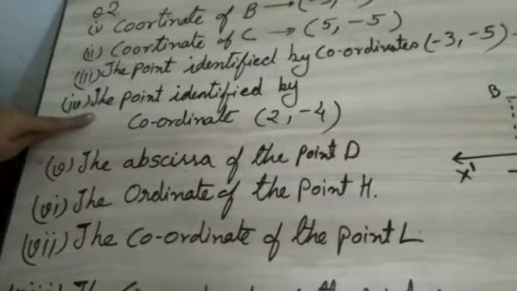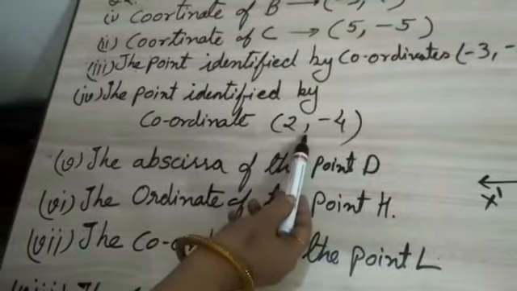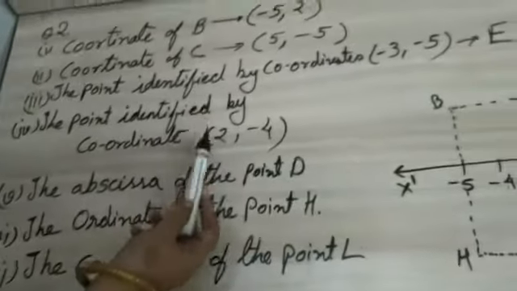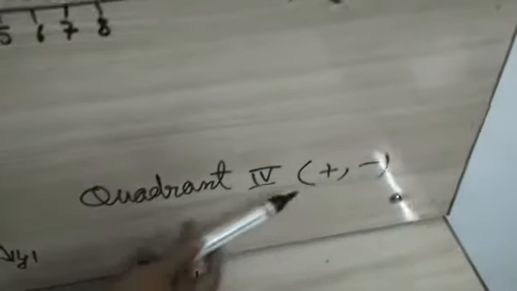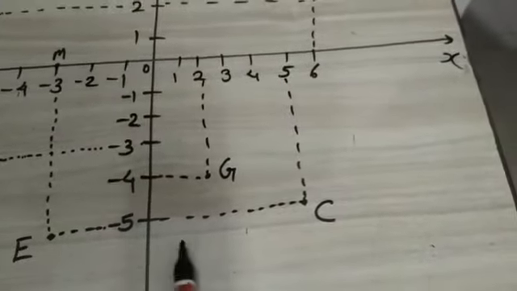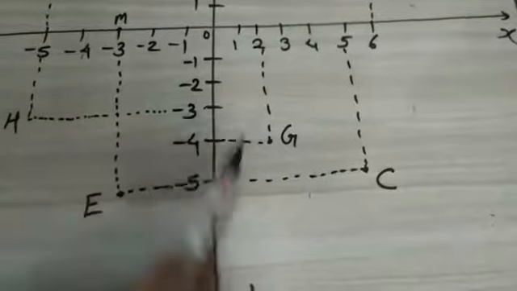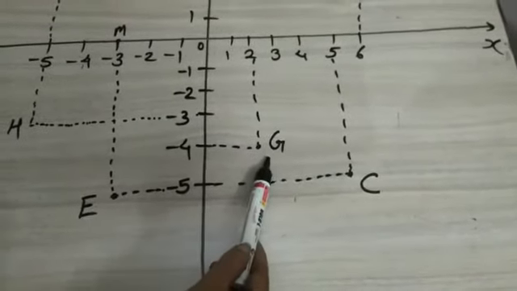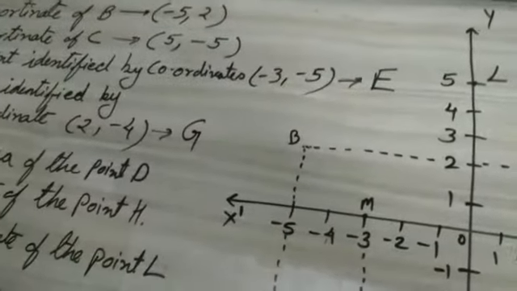Then they are telling the point identified by the coordinate 2 comma minus 4. 2 comma minus 4. Observe properly. X is in plus, y is in minus. We have learned the quadrant values: x is in plus and y is in minus means the fourth quadrant. So in the question we will directly move to the fourth quadrant, and there we observe properly: 2 moving here and minus 4. So what is coming? G. Okay, so we will write here: this represents G.